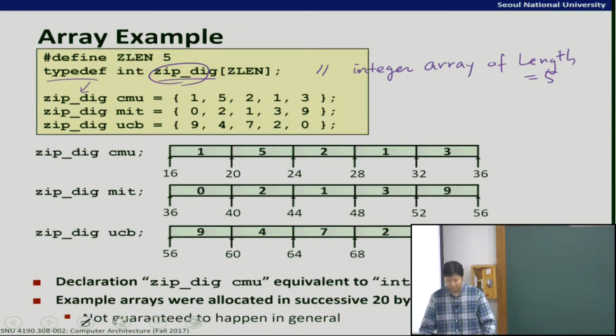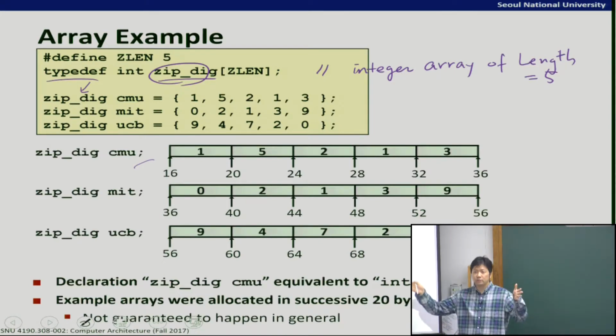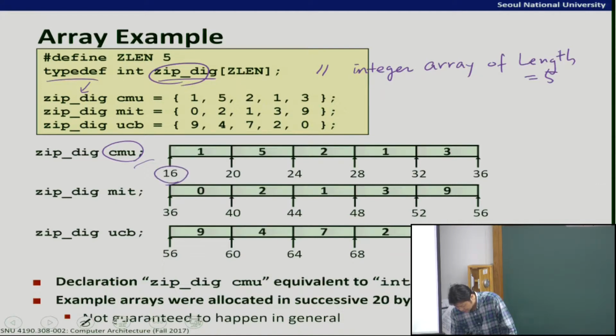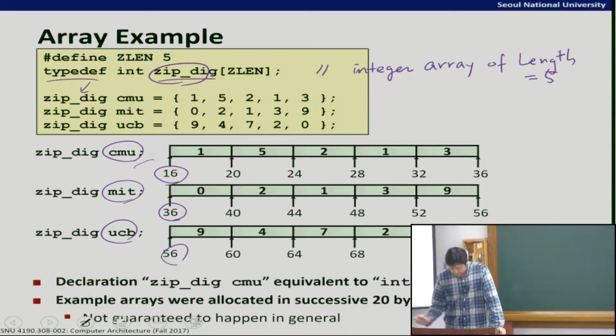So they're like 3 arrays, and as I said, each is going to take a contiguous 20 bytes in memory. Let's assume that CMU starts at address 16, and MIT starts at address 36. UCB starts at address 56. By the way, these numbers are the zip codes for 3 major CS universities in the U.S., like CMU, MIT, UC Berkeley.